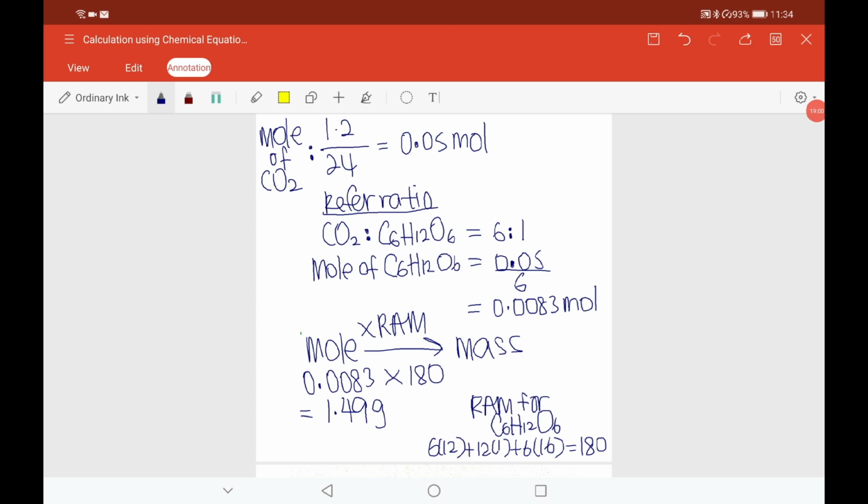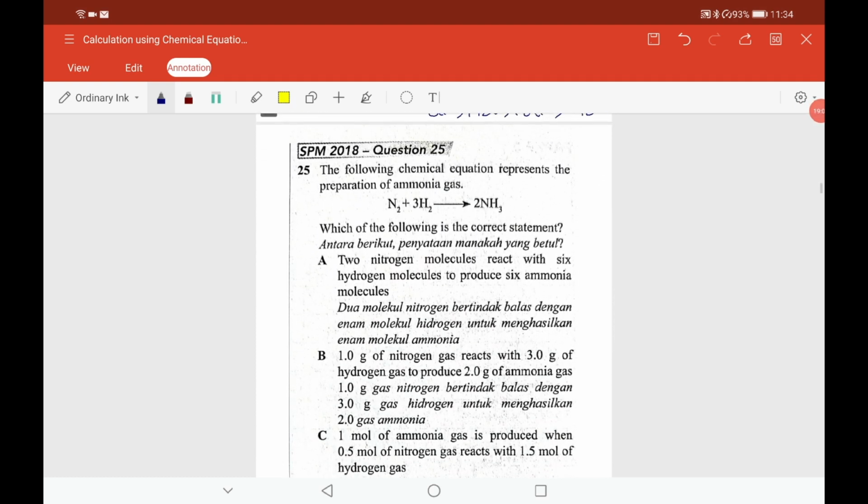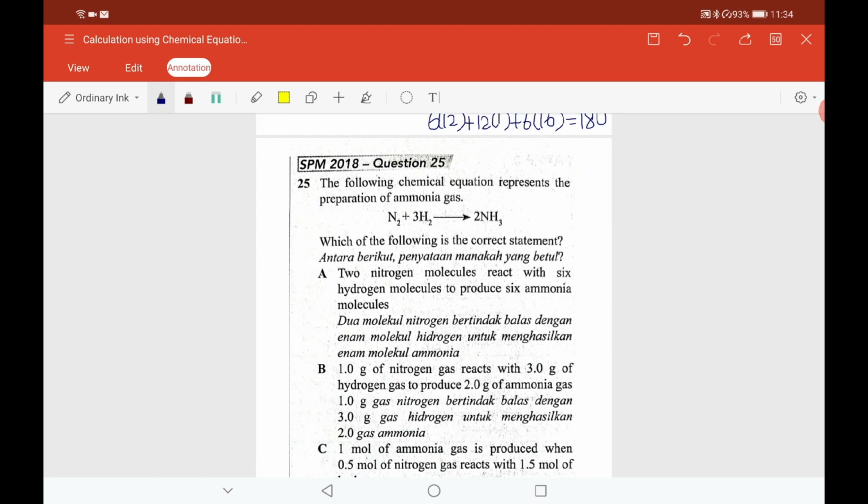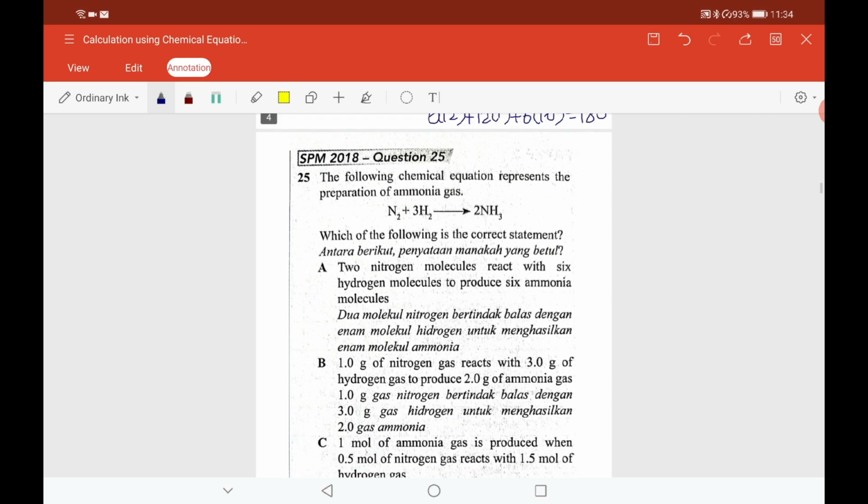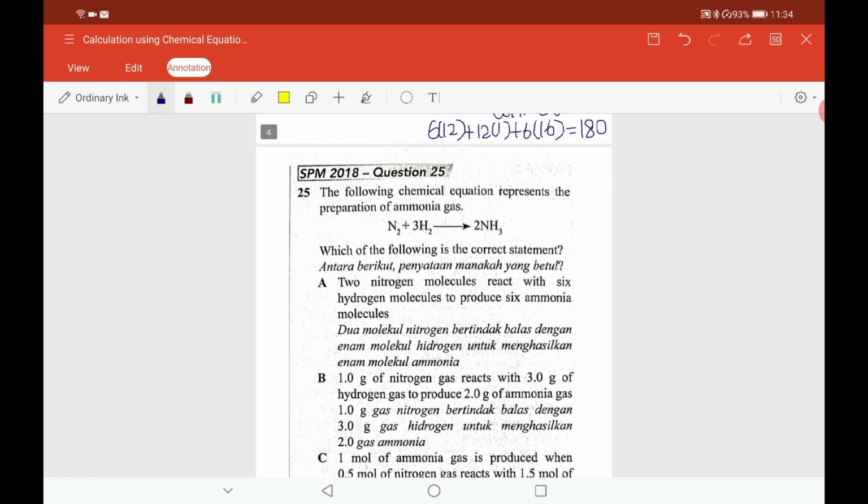Okay, so let's move on to another one. So the next question, this is SPM 2018. So they gave us a chemical equation, and then they asked us which of the following statement is correct. Which statement is actually correct?